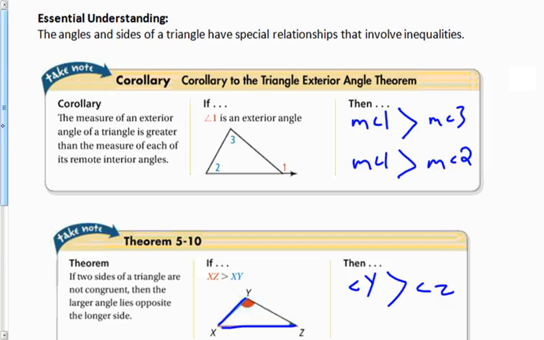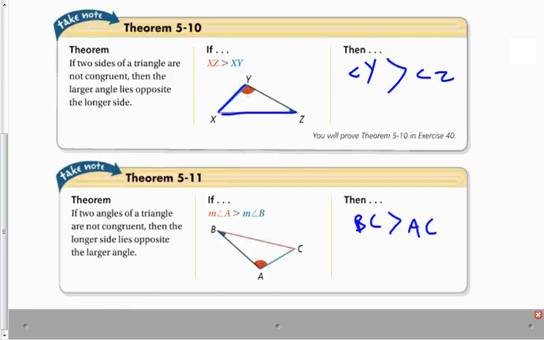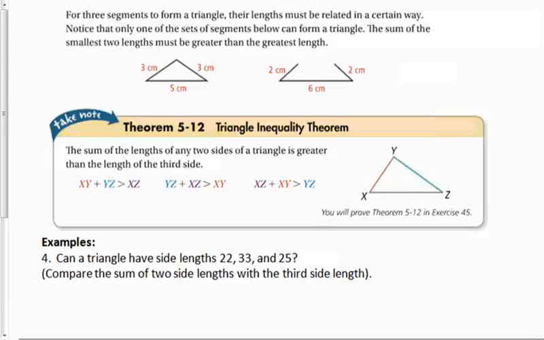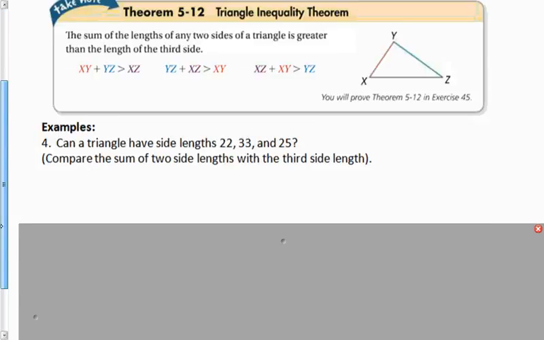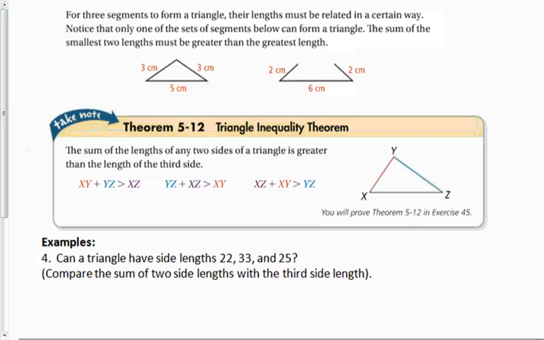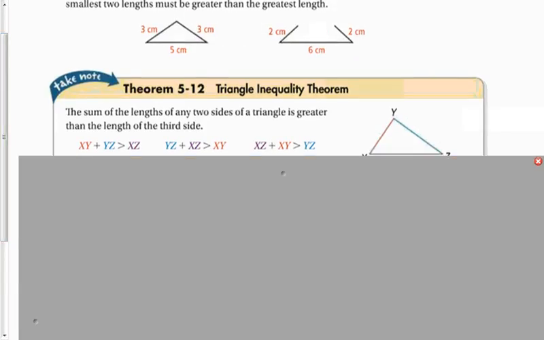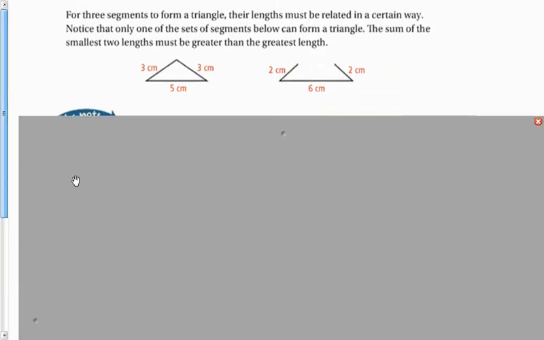We just talked about Theorem 511. That tells us right there. We know that would be the shortest side among the sides. All right, here is another one that actually kind of has to do with what we talked about in the warm-up.